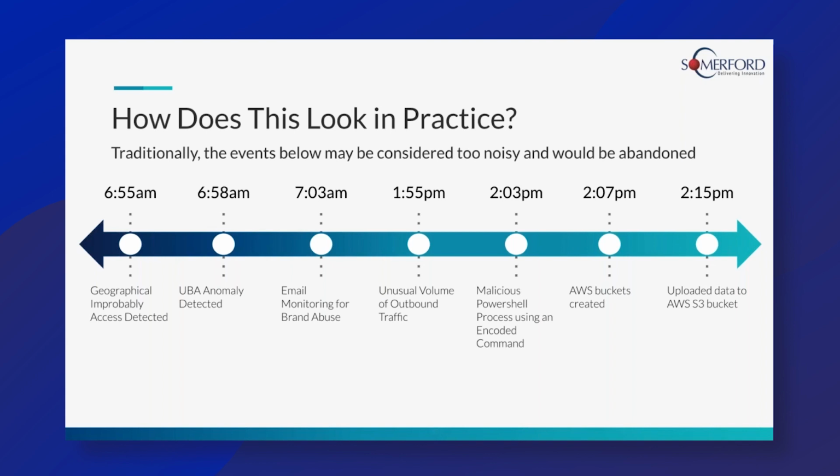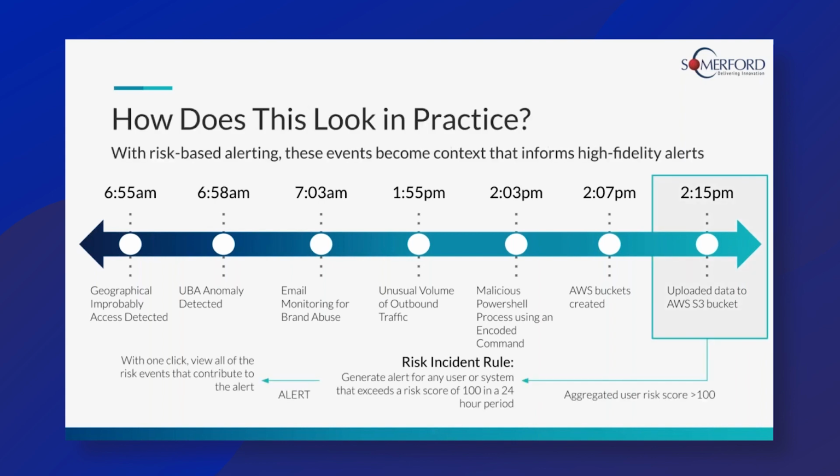Now, all of those individually may be considered noisy. They may be considered abandoned. They may not be taken individually as something that we want to observe. But collectively, when we hit that point, the risk has been elevated, right? So we've got 10 points of risk, 20 points of risk, 30 points of risk, whatever it is. It adds up. And over that 24-hour period, we've hit our threshold of 100 points of risk. And our risk incident rule then alerted on that, right? So because we've hit our threshold, we're now getting an alert.